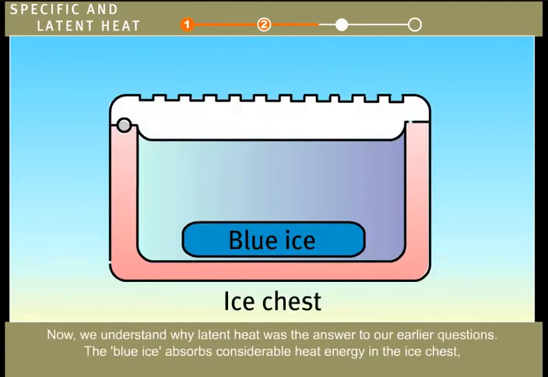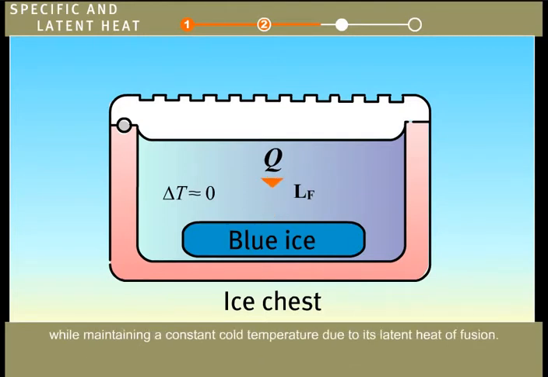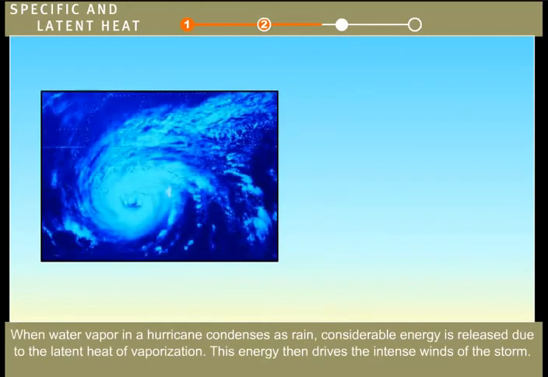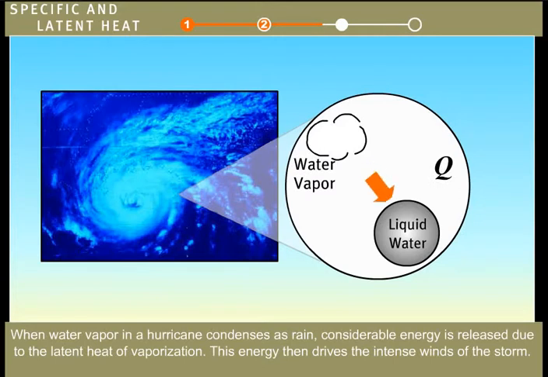Now we understand why latent heat was the answer to our earlier questions. The blue ice absorbs considerable heat energy in the ice chest, while maintaining a constant cold temperature due to its latent heat of fusion. When water vapor in a hurricane condenses as rain, considerable energy is released due to the latent heat of vaporization. This energy then drives the intense winds of the storm.